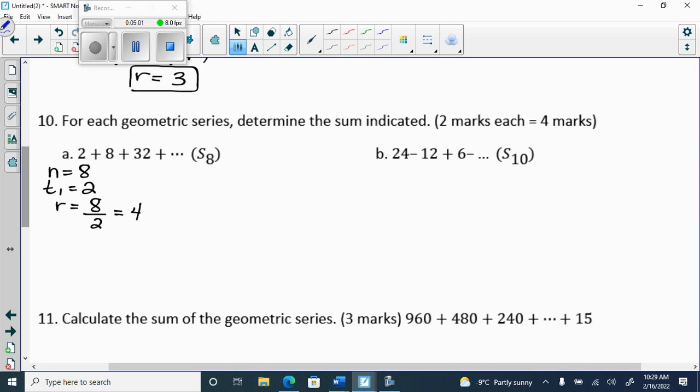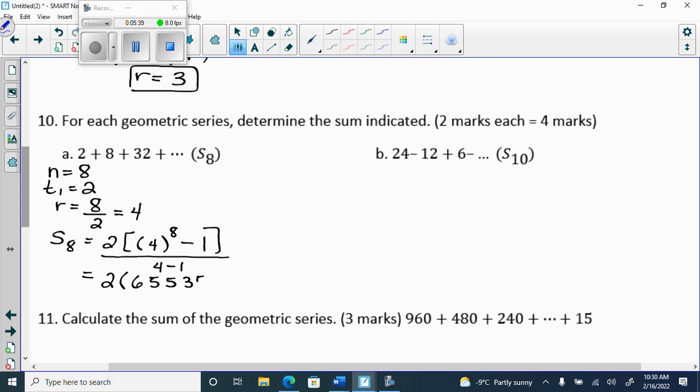Okay? All right. So we're going to do S8 equals T1, which is 2, bracket r, which is 4, to the n, which is 8, minus 1, over r minus 1. It's down here, not in the exponent. So 4 minus 1. So I get 2, bracket 4 to the 8, which is not something I have memorized in my head. It's never going to be there. 4 to the 8 is 65,536, minus 1 is 65,535. I'm just doing it in two steps.